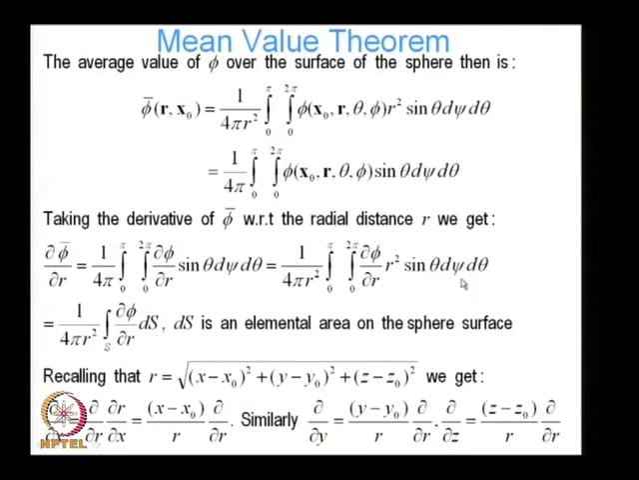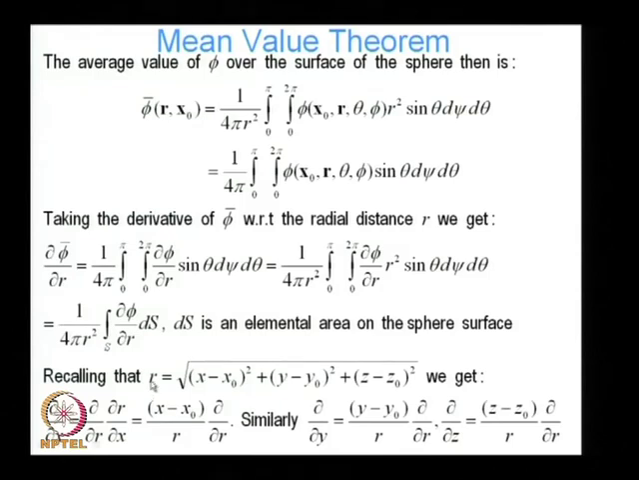And this is again my infinitesimal area ds, right. So I get 1 by 4 pi r square del phi del r ds, where ds is an elemental area on the sphere surface, right. So we have got that far, right. But before going any further, let me take a little sidetrack and try to talk about the gradient operator on the surface of the sphere, right.